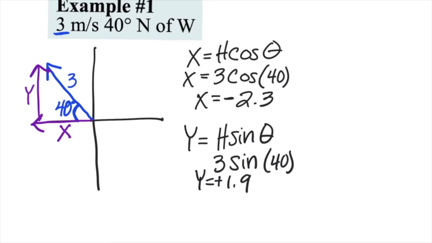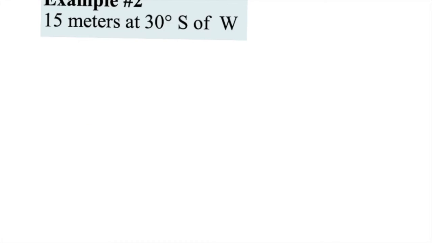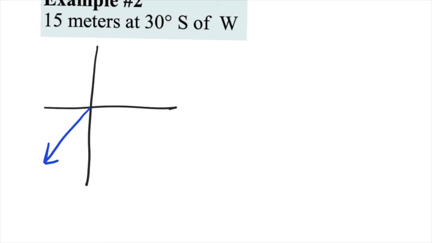Let's do one more. All right, now we have a vector that's going 15 meters at 30 degrees south of west. So let's start off again by just sketching out the vector. So you can put this on a coordinate grid. It's always a safe way to do this. And we're going 30 degrees south of west, so we're going to go in this direction. The angle is going to touch the west axis because that's the direction that's second. And then our hypotenuse is going to be the magnitude, which is 15, right?